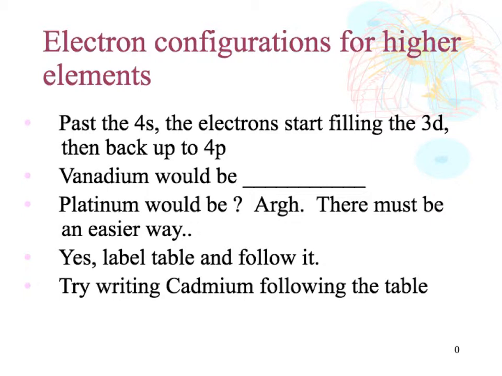Notice what happens right before gallium. We pop back up to 4p. So we had 4s2 here, 3d10. We're going to go back to 4p at gallium. 4p: 1, 2, 3, 4, 5, 6. Now at krypton, we're at 4p6.